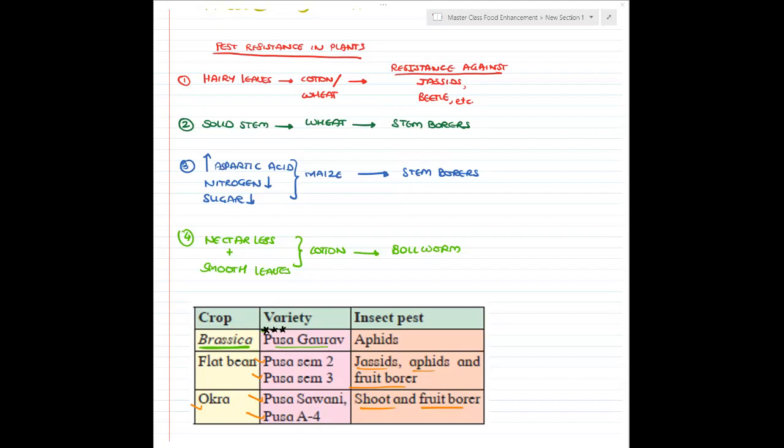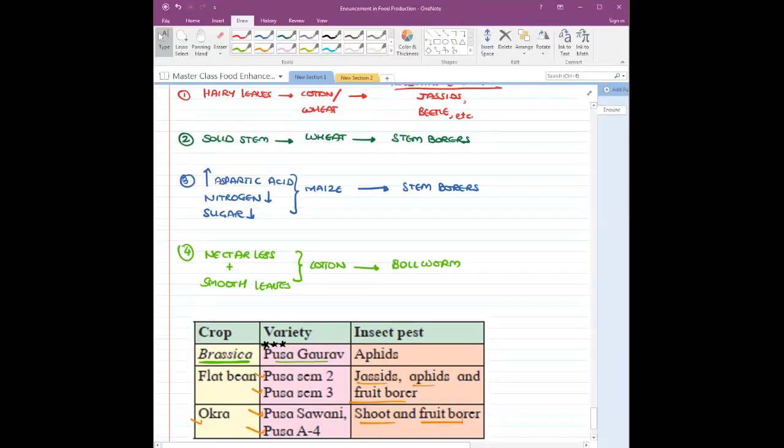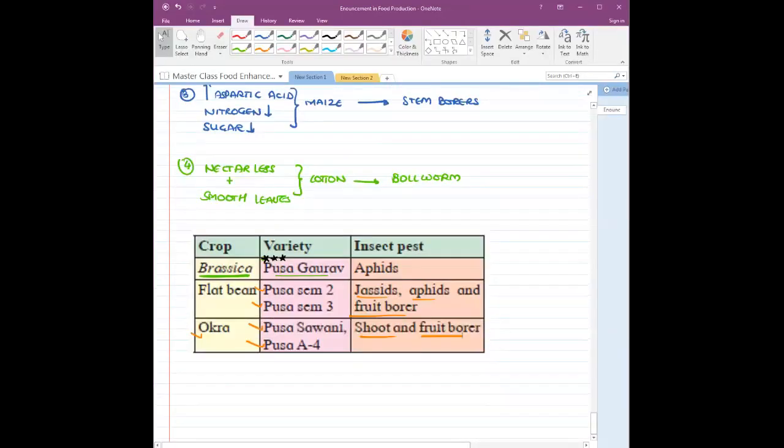Okay, chalo. So, guys, done everyone. Let's try to move ahead. Guys, these names are very important. Okay, somehow or the other, you just need to remember this thing. What is Pusa Gauro, Pusa Sawani, Pusa Swarnim, Pusa A4, Pusa Sem 2, Pusa Sem 3? You just need to remember this thing some way or other, guys.